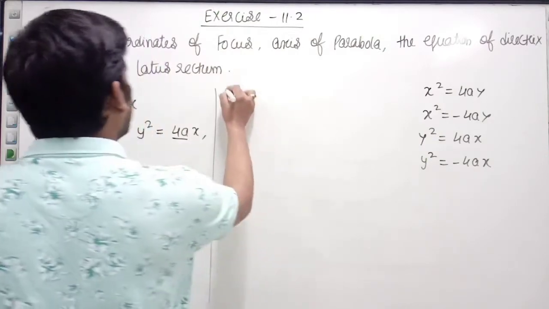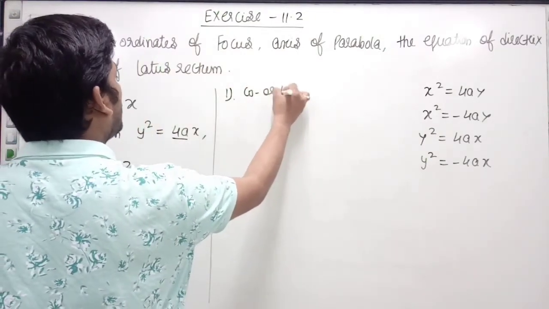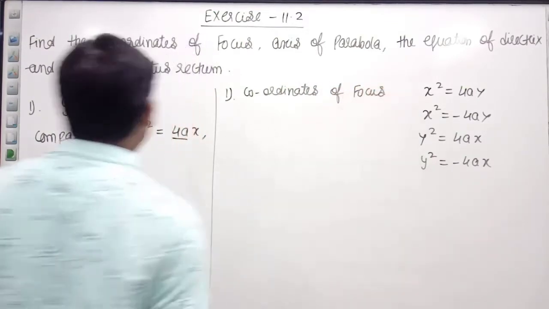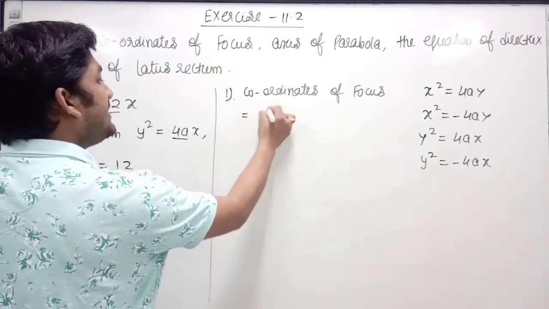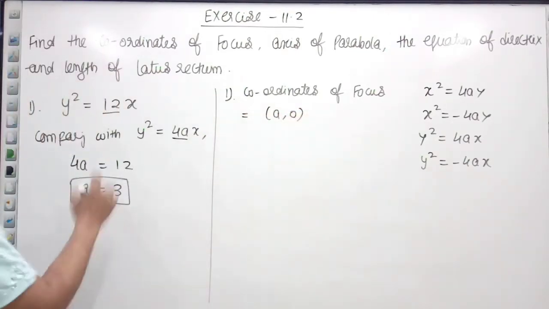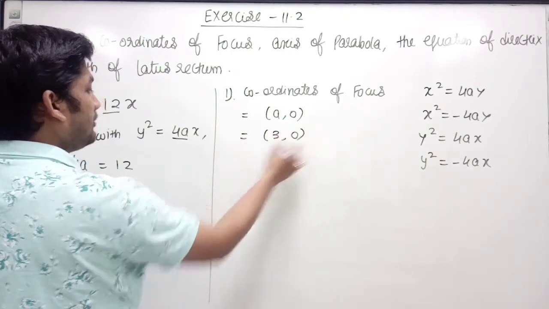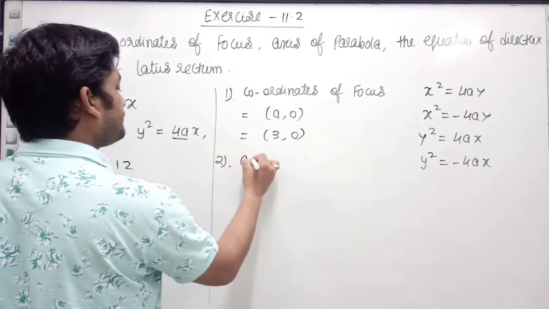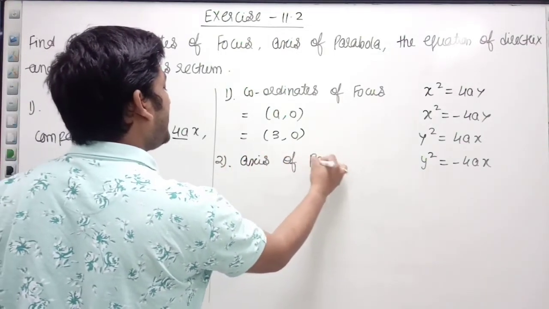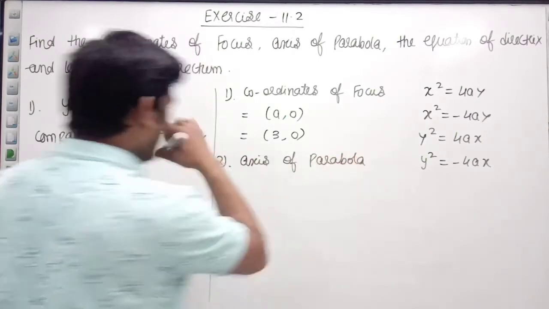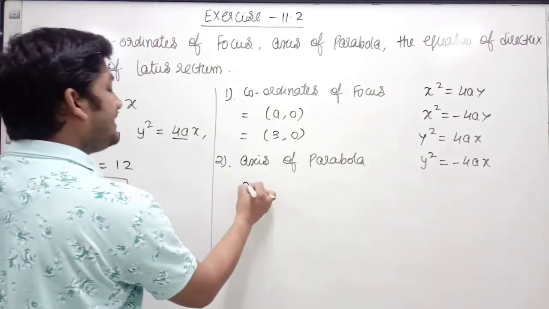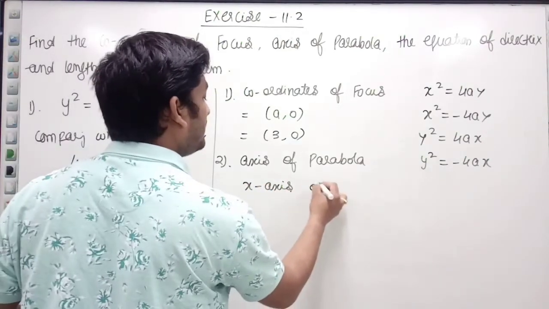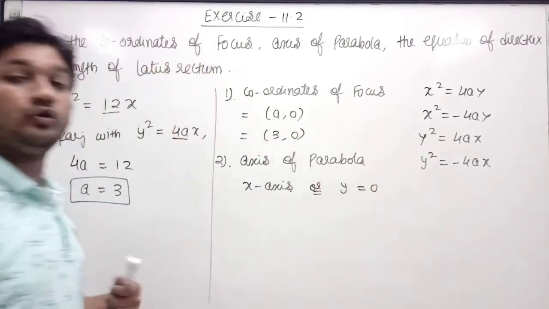Like the first thing that is asked, the coordinates of focus. For this parabola, coordinates of focus is a comma 0. As a is 3, it is 3 comma 0. Second thing is axis of parabola. In this case, the axis of parabola is the x-axis. So we can write simply x-axis, or the equation of x-axis is y equal to 0.